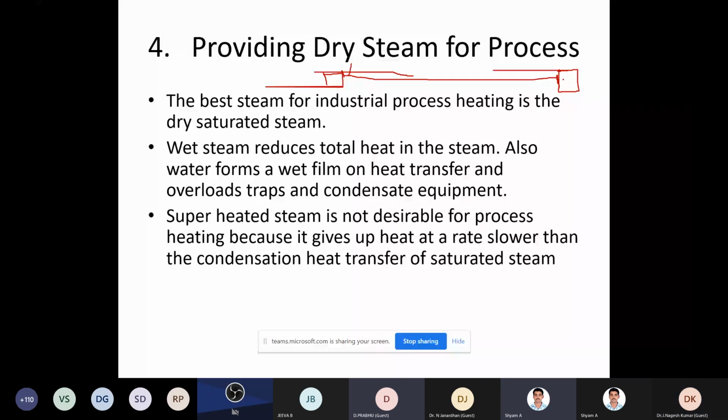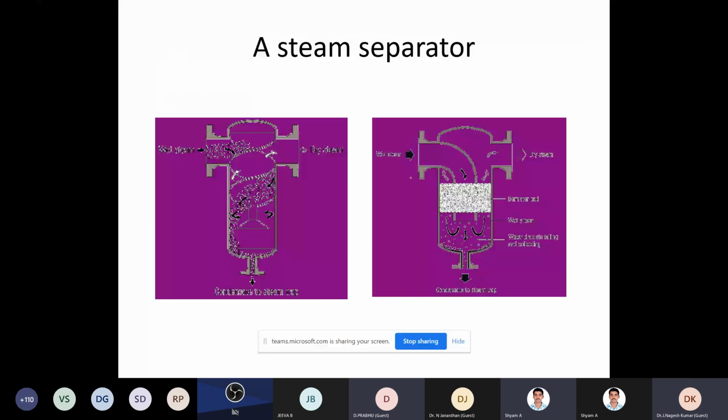Okay. Or sometimes, these are very special cases, they use steam separators, like a cyclonic action it creates. The water droplets, being heavier, drop down, and the dry steam goes out like this.